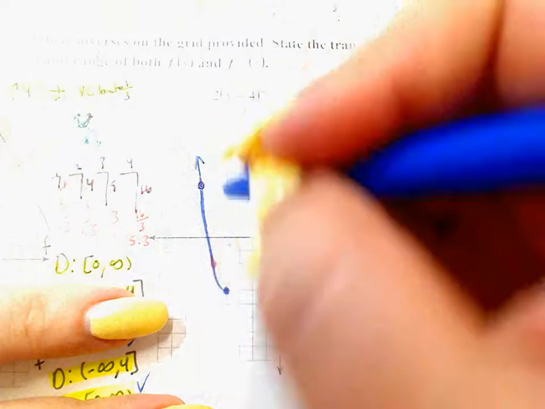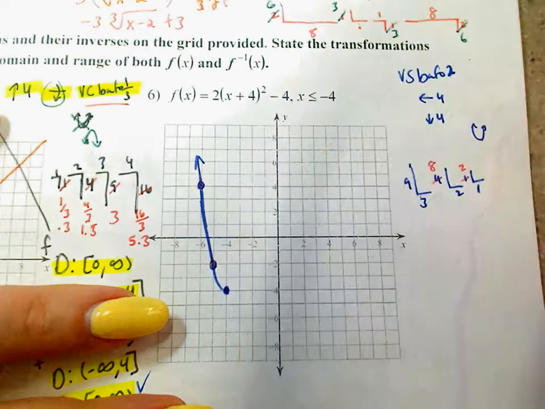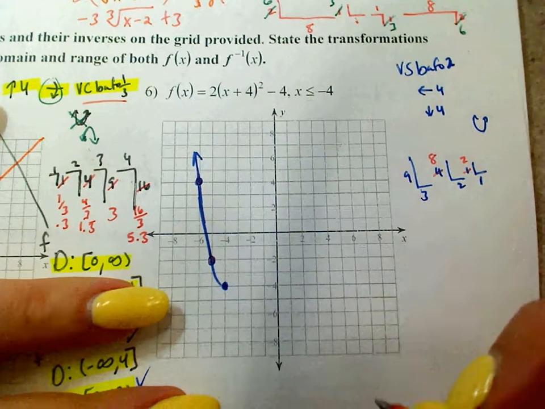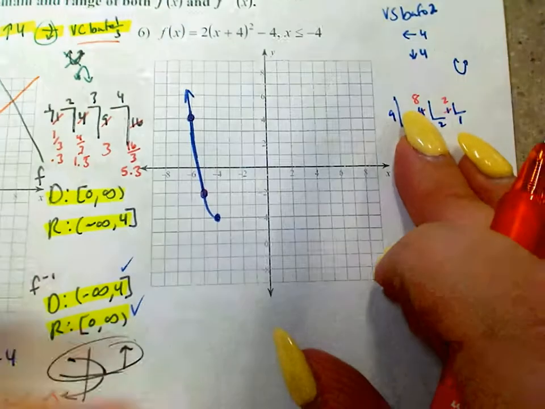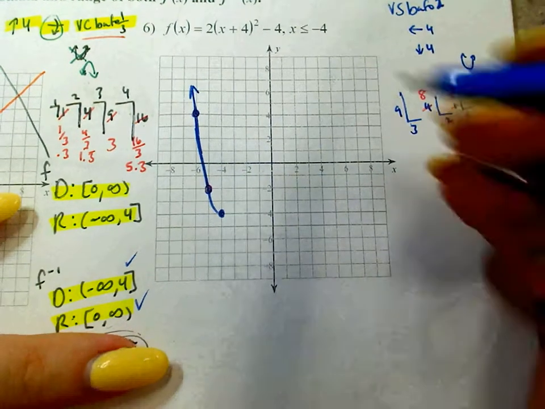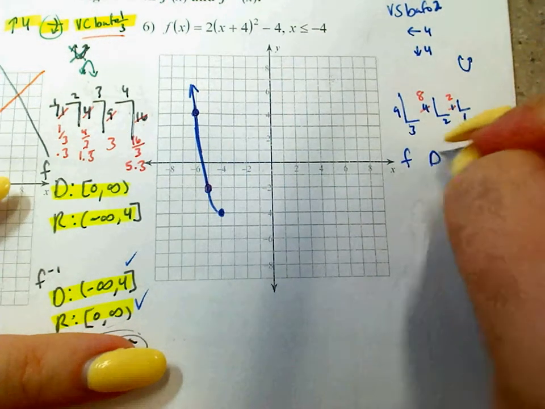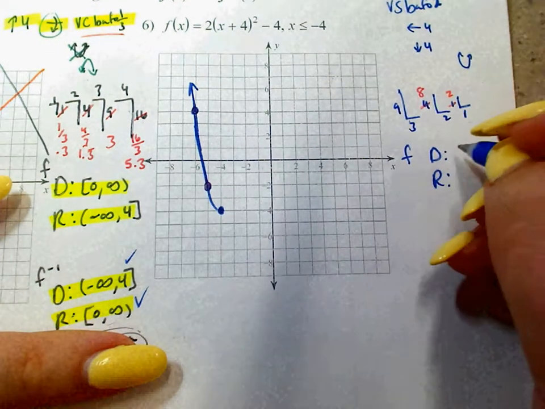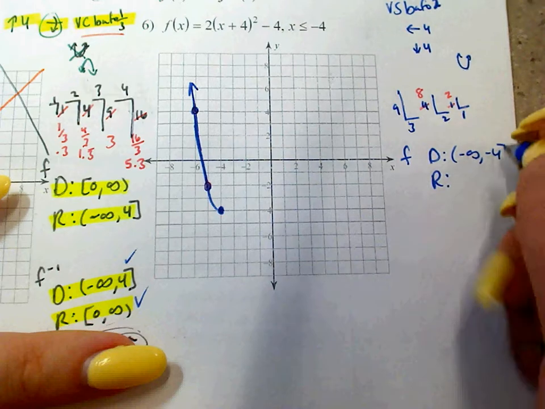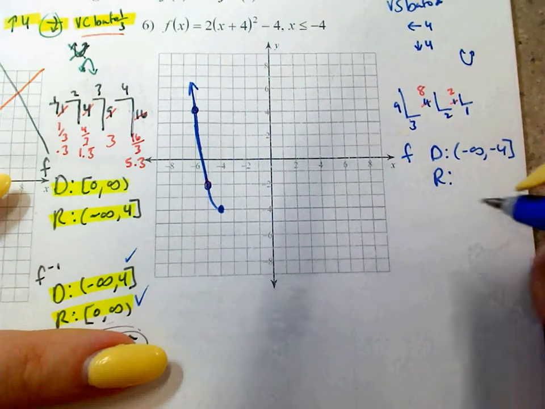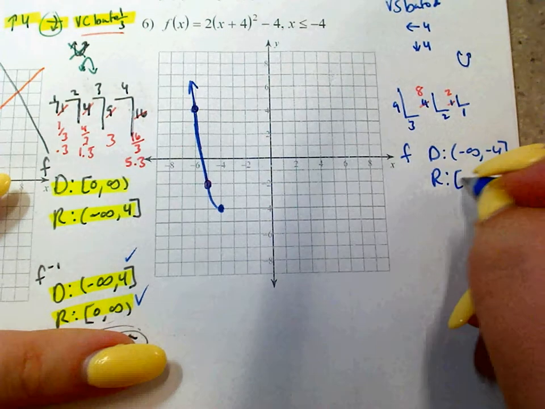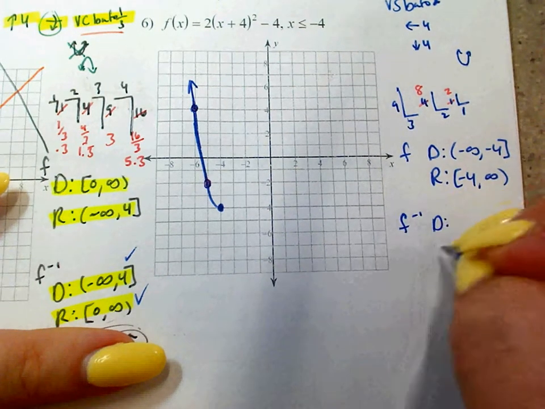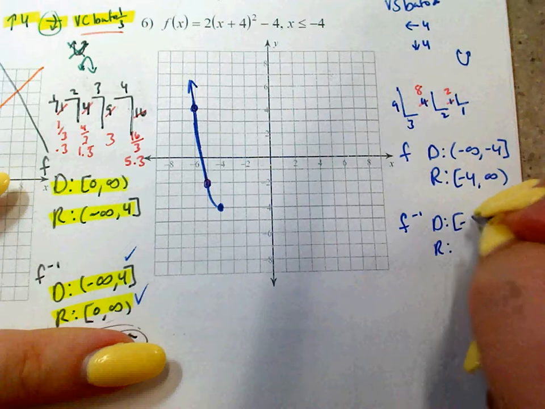Okay, and now I need to graph the inverse, or find the inverse and then graph it. Let's go ahead and find the domain and range of that. Domain is left to right, and actually it already says it right there. Domain is -∞ to -4, -4 included. Range is low to high, so the lowest it goes is -4, and the highest it goes is up to infinity. Which means the domain and range of my inverse should be -4 to infinity, -∞ to -4.